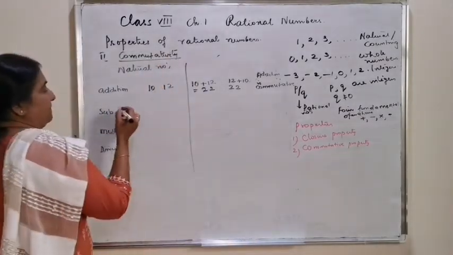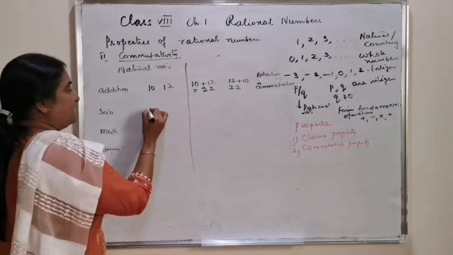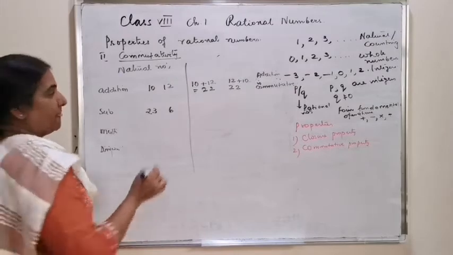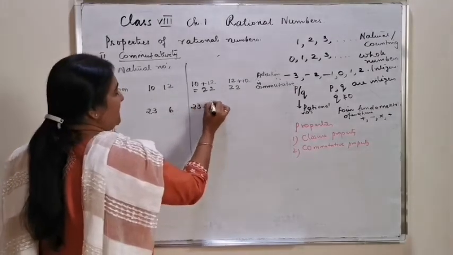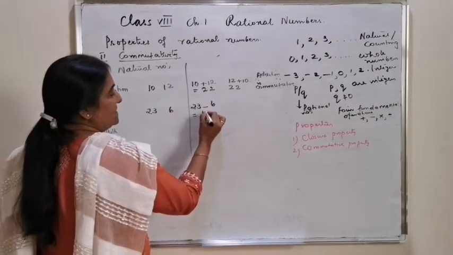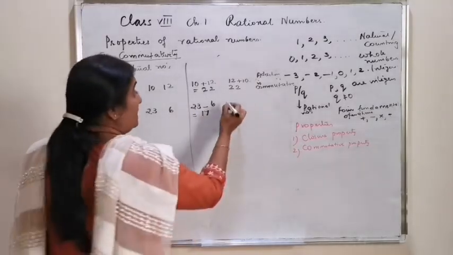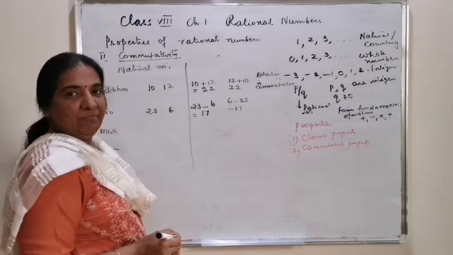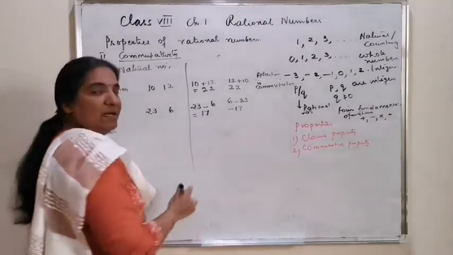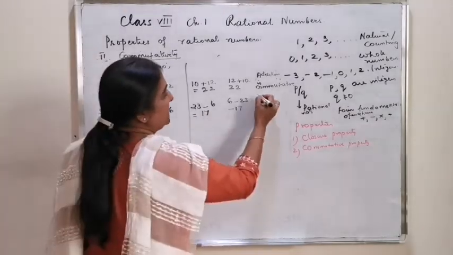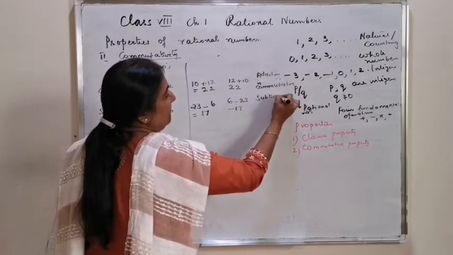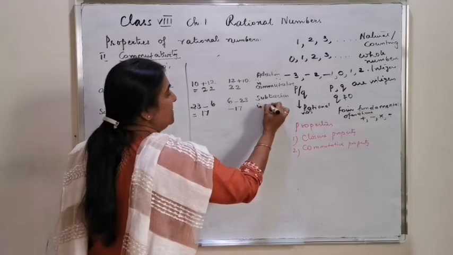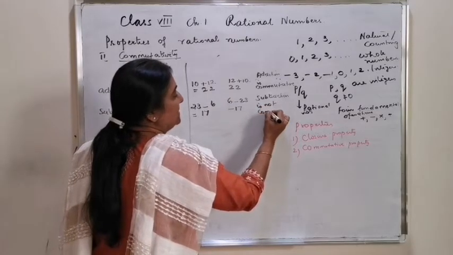The second, subtraction. Let it be any numbers, say 23 and 6. 23 minus 6 is 17. 6 minus 23 is negative 17. Are they equal? No. Therefore, you can say subtraction of natural numbers is not commutative.